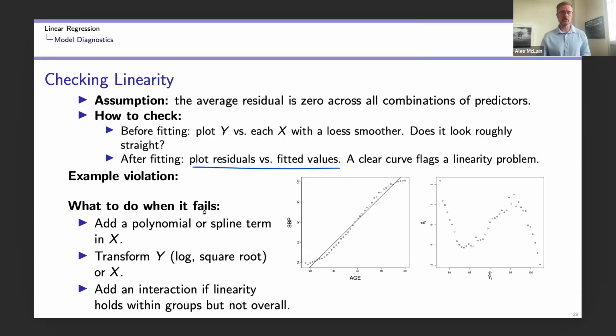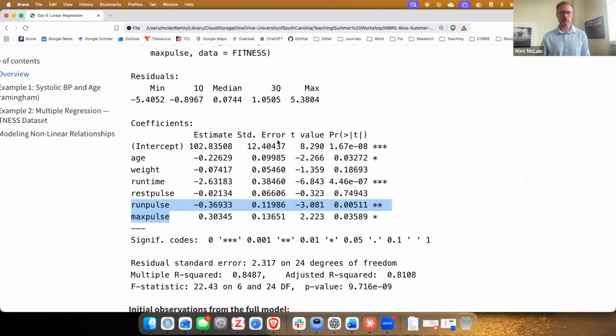When this fails, we can add a polynomial term. So age and age squared, for example. We could transform y using log or square root. We can add interaction terms. So when this assumption fails, the issue usually is we want to put more variables into our model or change the variables in our model to some different form. So let's look at this.